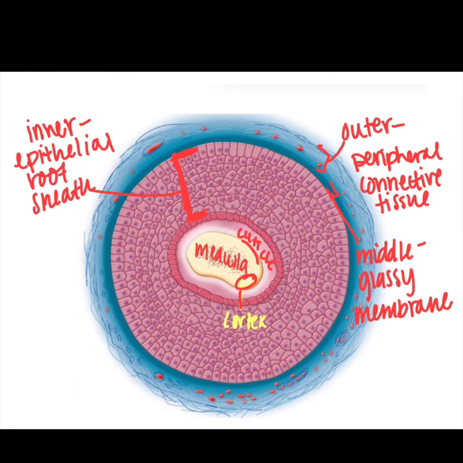Hair follicles are the roots that hair stays in so that it can remain in the skin and not easily get pulled out. The outer layer of the hair follicle is the peripheral connective tissue. The middle is the glassy membrane, and the inner is the epithelial root sheath.